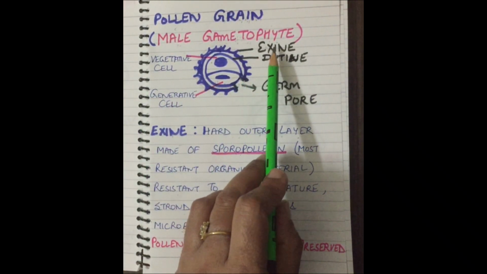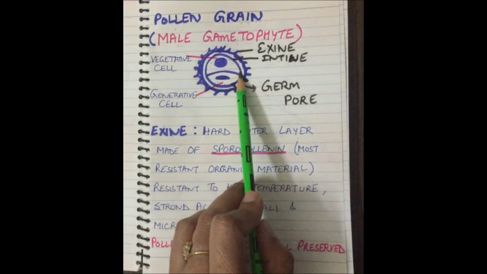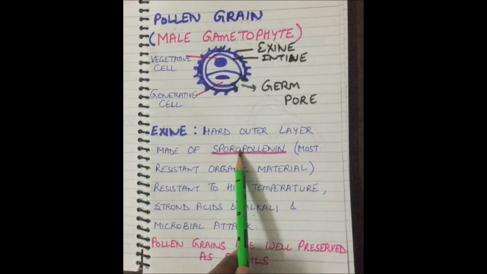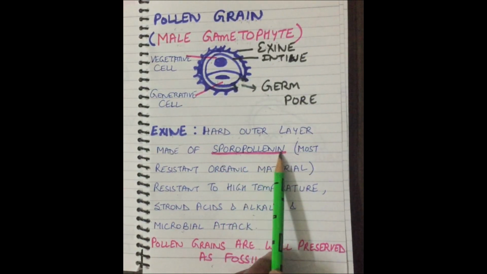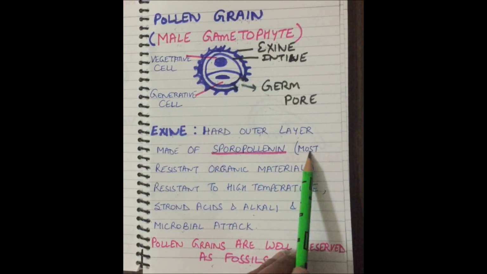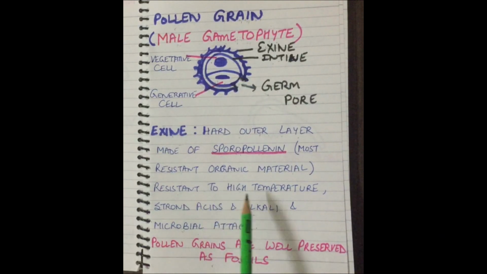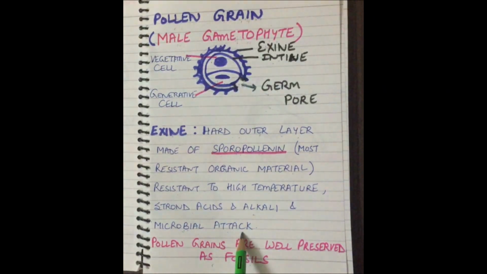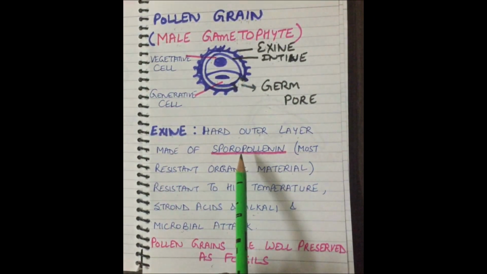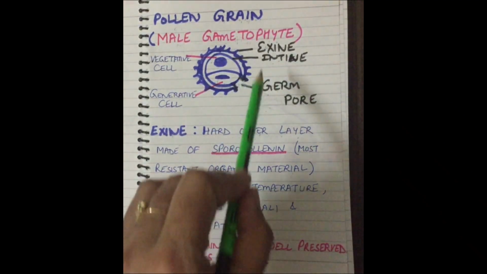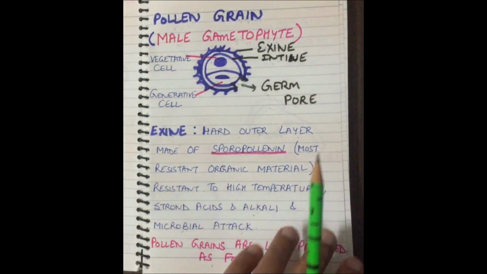Now let's discuss the chemical composition of the two wall layers. Exine is the hard outer layer and it is made up of a chemical called sporopollenin. This chemical is the most resistant organic material ever known. It is highly resistant to high temperature, strong acids, alkali and microbial attack. Even enzymes cannot decompose sporopollenin. That is the reason pollen grains are well preserved as fossils, because no enzyme can decompose pollen grain.